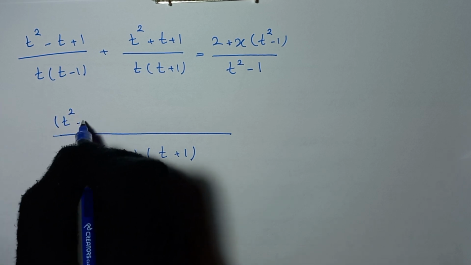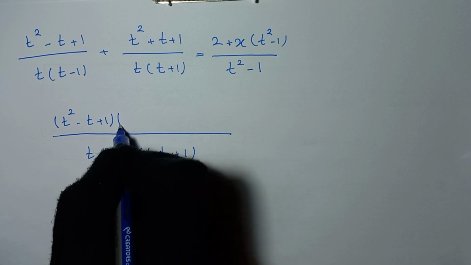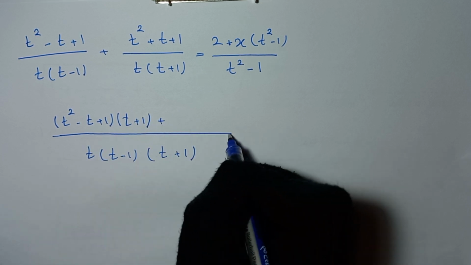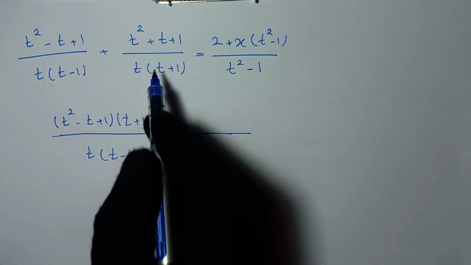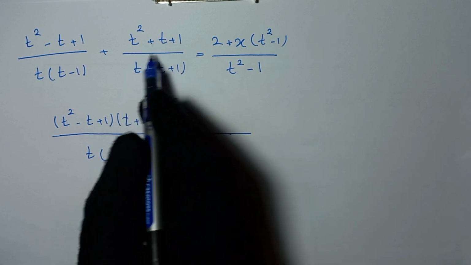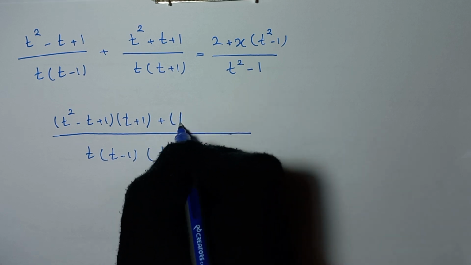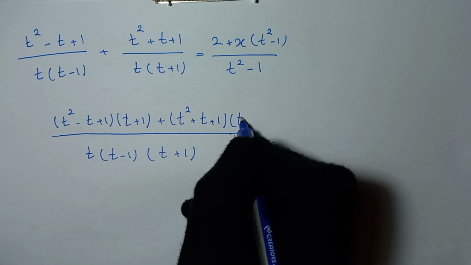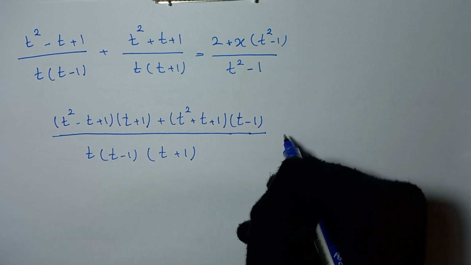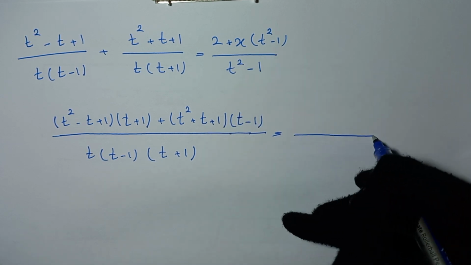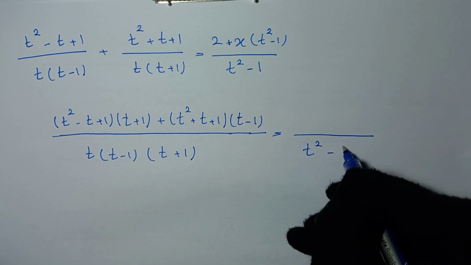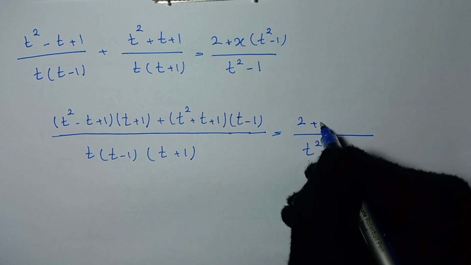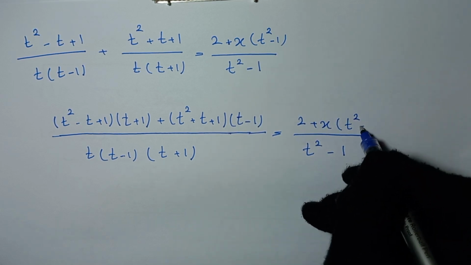so it will be t squared minus t plus 1 times t plus 1, and plus, in here, this denominator multiplied by t minus 1. So we multiply this numerator by t minus 1. So it will be t squared plus t plus 1 times t minus 1 is equal to this, t squared minus 1, and in numerator we have 2 plus x times t squared minus 1.